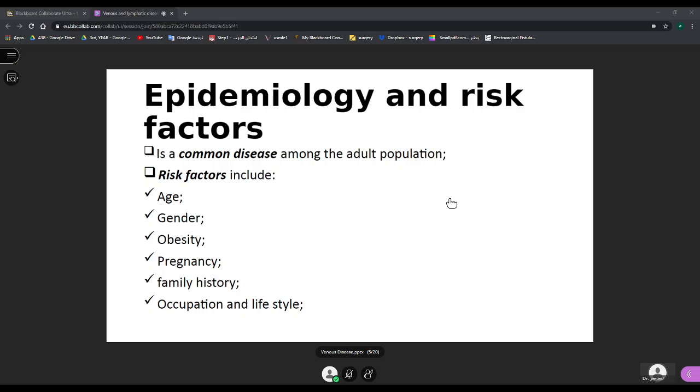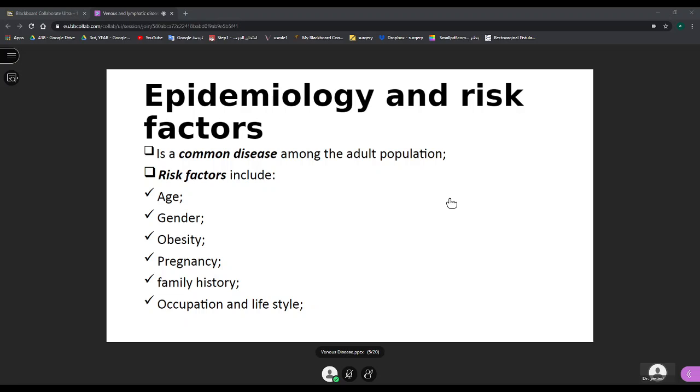Some patients are expected to have a positive family history, because in some patients you find one or more of the family members are affected by the disease. So family history is important.